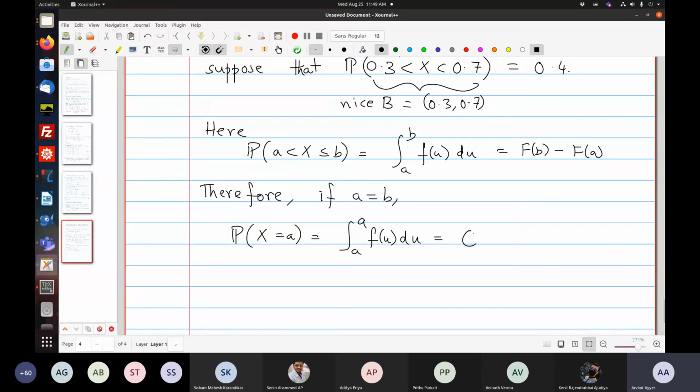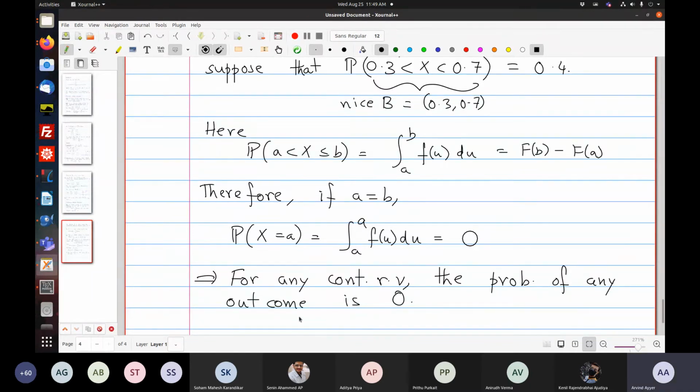As you have seen, a single point has no width. So what we have is, for any continuous random variable, the probability of any outcome is 0. And this is the reason, as I was saying, that it's not enough to talk only about outcomes. You get nothing out of just talking about outcomes, because this is true for any continuous random variable.